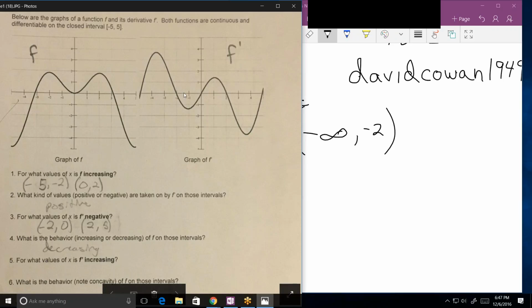Now you got it. So if I wanted, I could draw a graph of F double prime, right? All I would do is make the graph of F double prime be the first derivative of F prime. In other words, wherever f prime is increasing, f double prime is positive. Wherever f prime is decreasing, f double prime is negative.